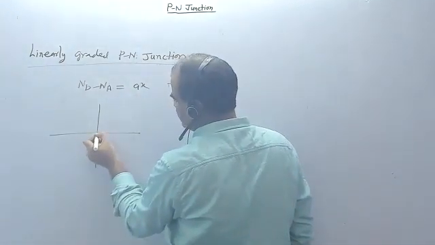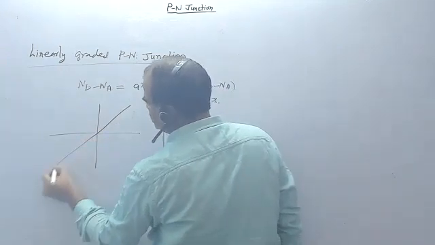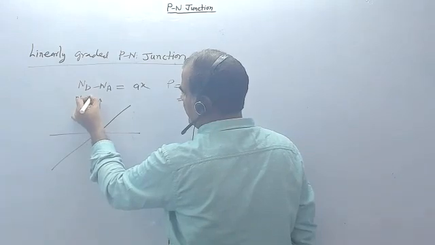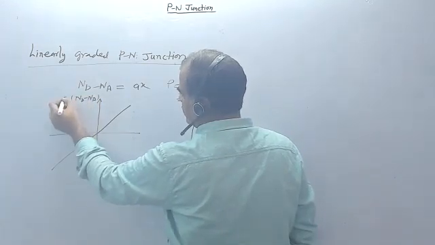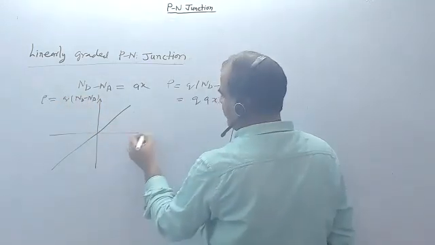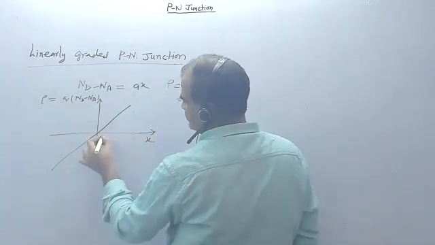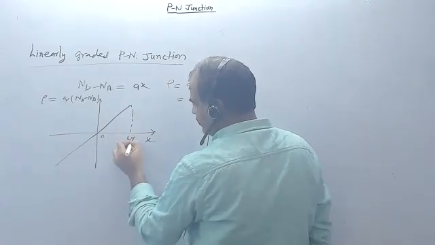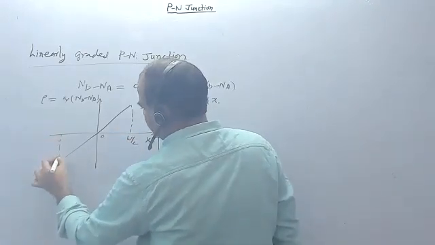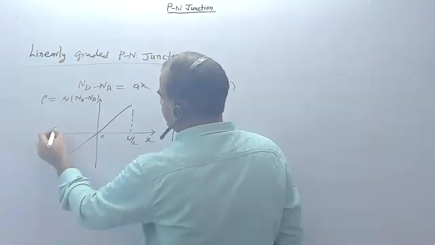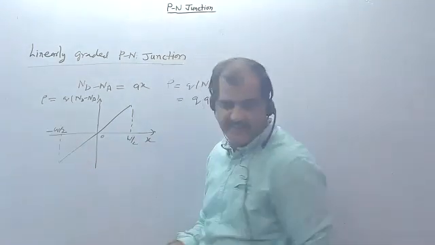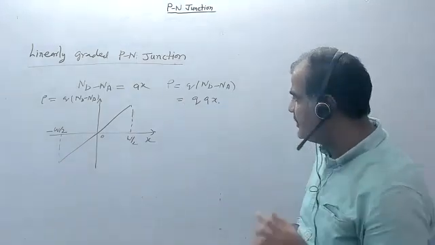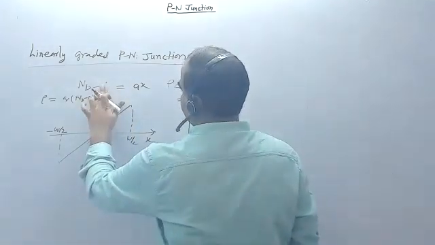So y equals x. This is now your charge profile, ND minus NA, Q or rho. It varies as x. Here I have W by 2, and this is minus W by 2. Now I am taking these densities symmetric.